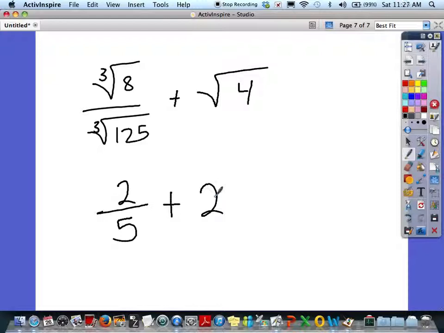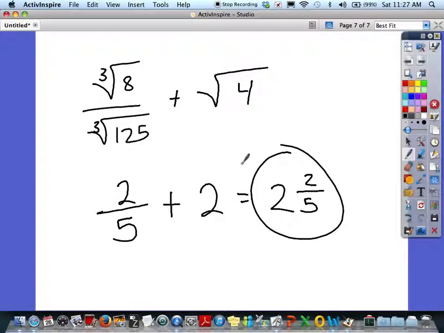So what's 2 plus 2 fifths? Well, we can write that answer nice and easy. 2 and 2 fifths. So there you go. That's simple. That's all I'm looking for here, just to simplify these expressions down. Combine your numbers using PEMDAS.